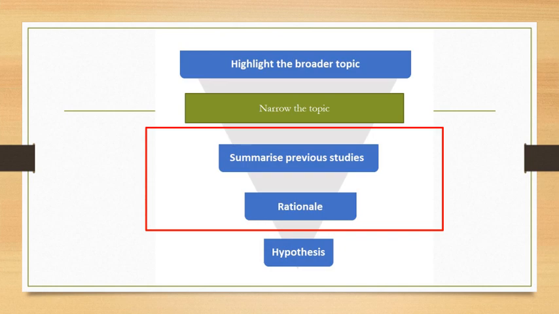you write broader topic stuff, so you just highlight the area as a whole, and then bit by bit, as you go from paragraph to paragraph, you start to narrow the focus until you get to the real specifics of the question, and then finally your rationale and hypothesis or aims. Now often when we try and write this, we start at the top. We start by highlighting the broader topic.